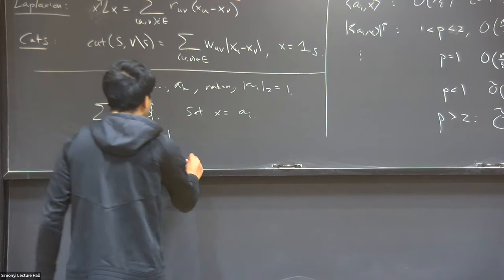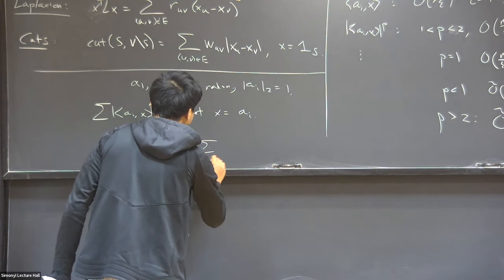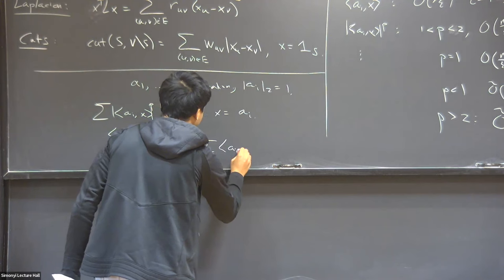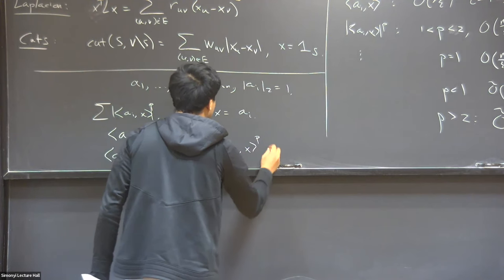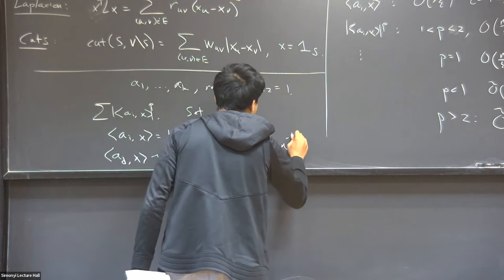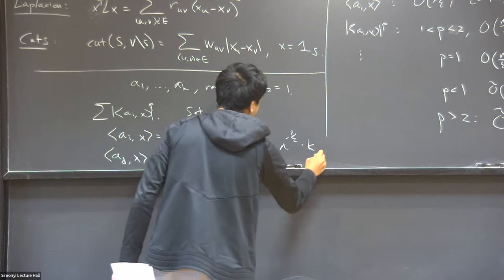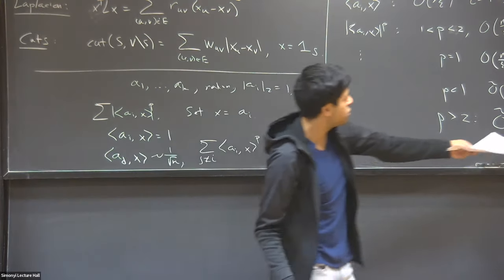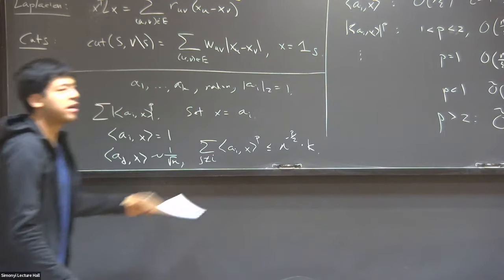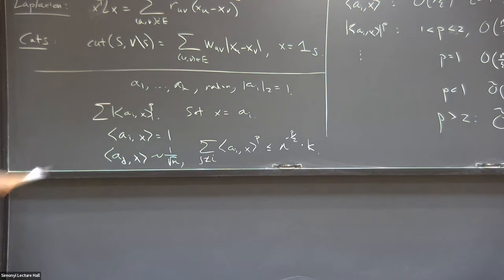So in particular, the sum over j not equal to i of (aj dot x) to the p is going to be at most n to the minus p over 2 times k. So if k is at most this quantity, then the other terms are not really going to contribute more than a constant. So I can't really afford to delete any terms. So that's why that's the right answer.